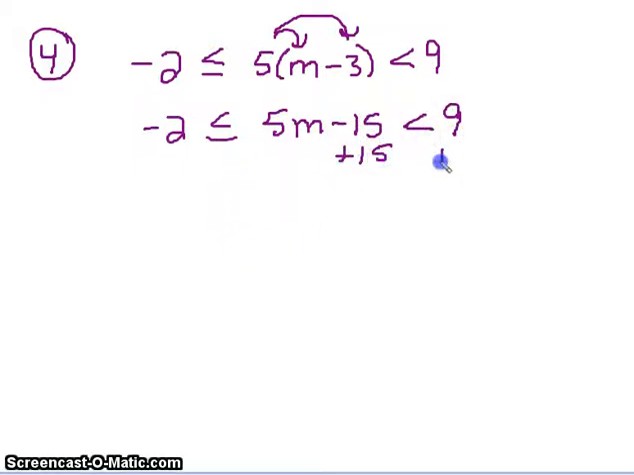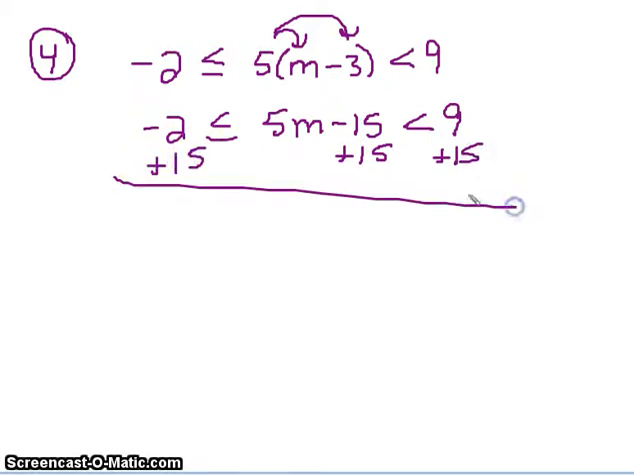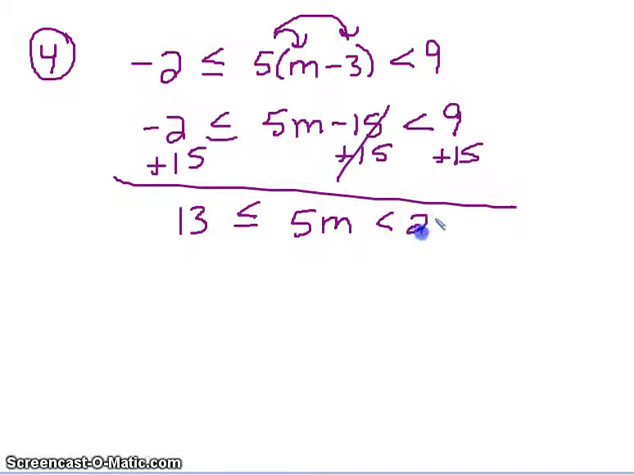We add 15 to all 3 places, and negative 2 plus 15 is 13. Negative 2 plus 15 is 13. We keep our 5n, but those cancel out. And 9 plus 15 is going to give me 24. I then have to divide everything by 5.